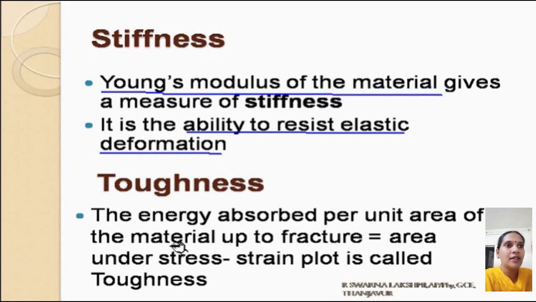Toughness is the total area under the stress strain plot. That is, it is the energy absorbed per unit area of the material up to fracture.